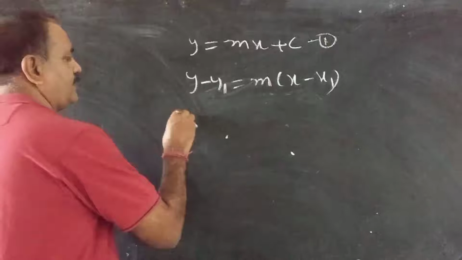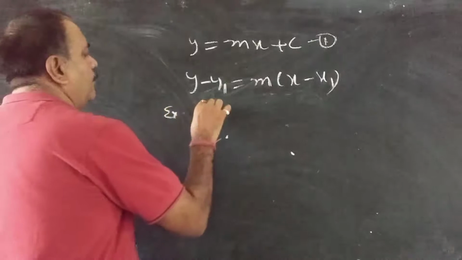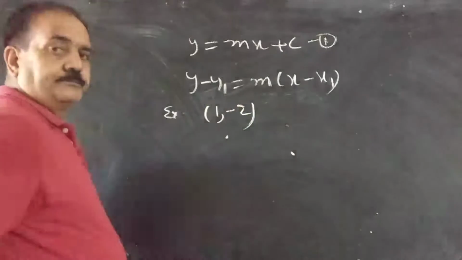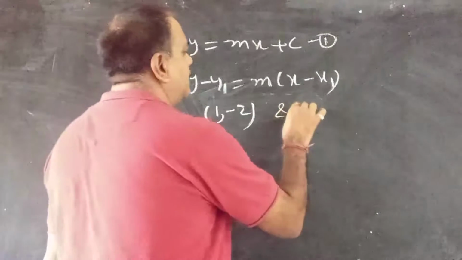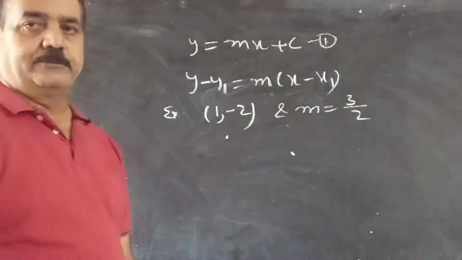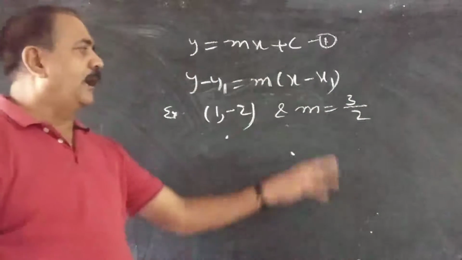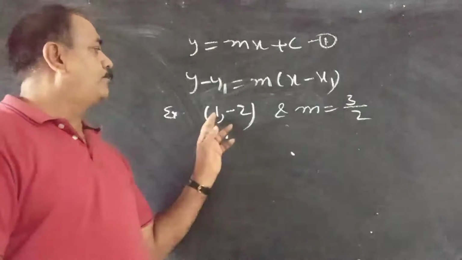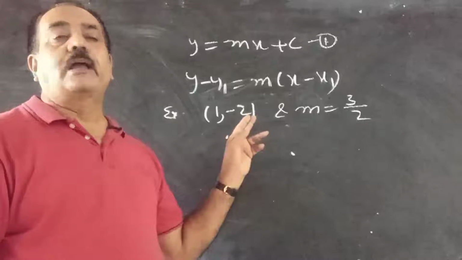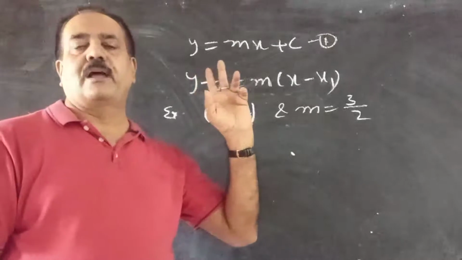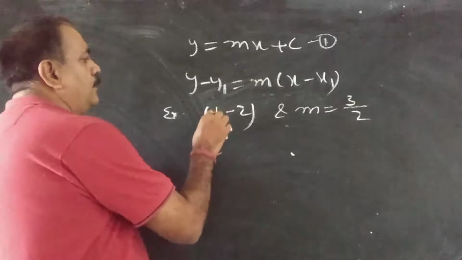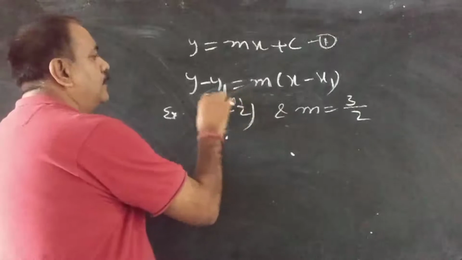See here, let the point coordinate given be 1, minus 2 and slope given m is 3 by 2. Find the equation of line. So here m is given 3 by 2, one coordinate, or we can say one point, given 1, minus 2. We can use the second form of equation of line to find the equation of a straight line. So this is x1, y1.